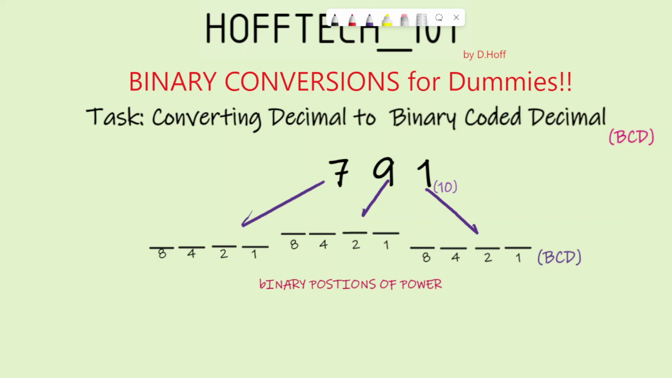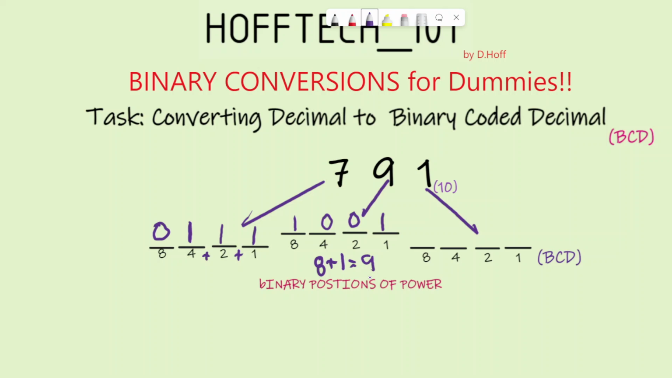So when I look at the 7, for example, I've got to add up these numbers till they equal 7. 4 plus 2 plus 1 equals 7. So I turn each of those positions of power on, and 8 is 0. I don't need the 8. To make a 9, it's simply 8 plus 1. I turn off the 4, I turn off the 2, and I turn on the 1. 8 plus 1 equals 9. And that is my code in BCD.